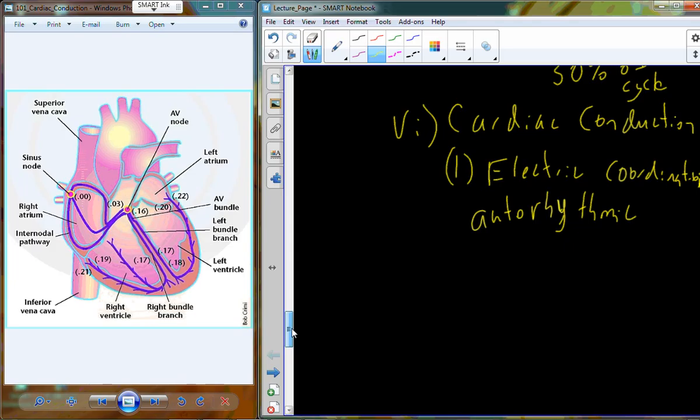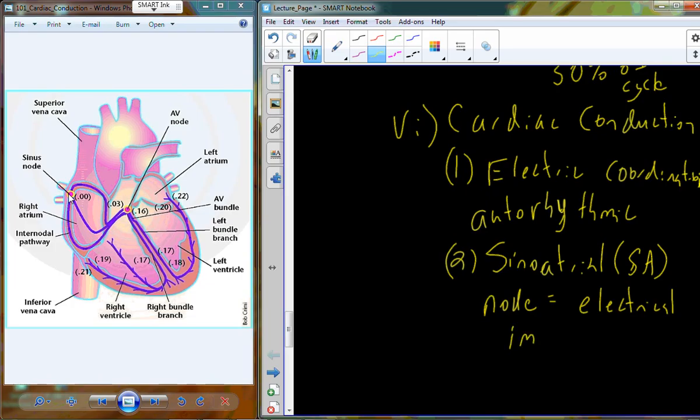Now, that autorhythmicity is typically driven by this location right here. There's a bunch of cells in this part of the conduction system. That's called the sinoatrial node or the sinus node. And the SA node is what would be referred to as the pacemaker of the heart. So this is going to be the group of cells that dictate the speed of contraction of the heart. We call it the pacemaker because it sets the pace. If you lose the SA node, you have to have a pacemaker put in to reestablish this electrical coordination. So the electrical impulse needed to drive heart muscle contraction is initiated here at this little group of cells that's referred to as the SA node.